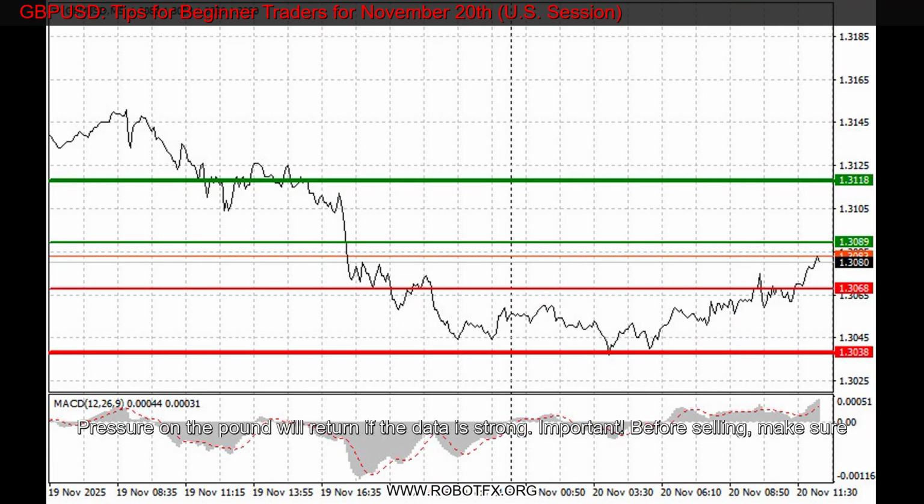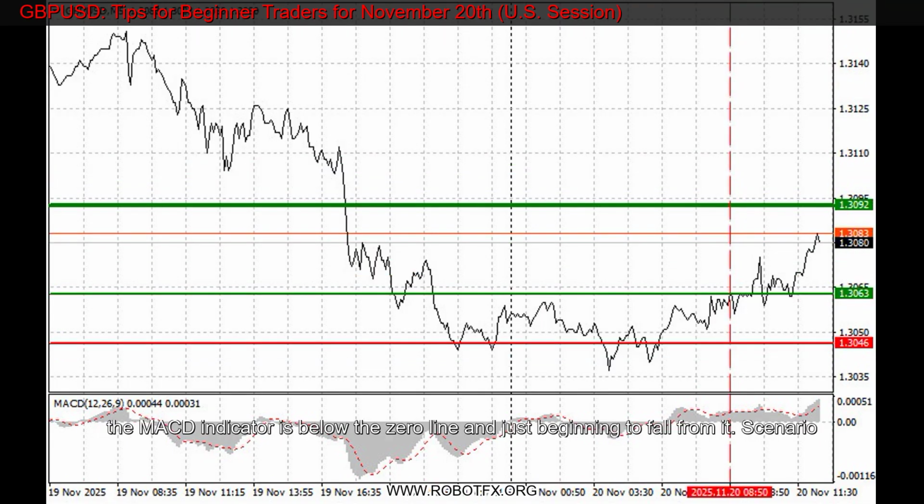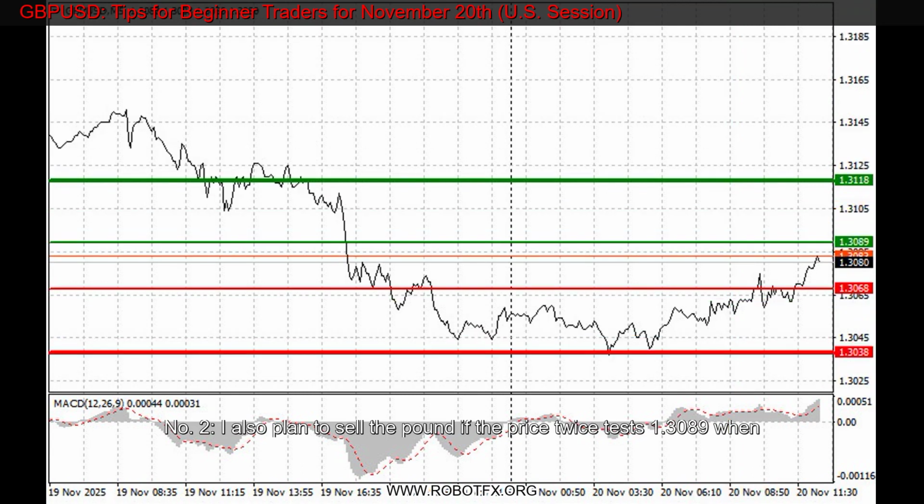Pressure on the pound will return if the data is strong. Important. Before selling, make sure the MACD indicator is below the zero line and just beginning to fall from it.